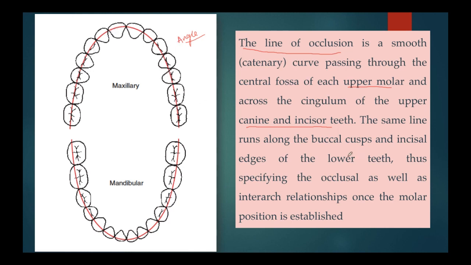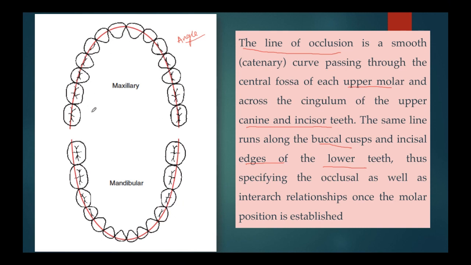Then if we see in the mandibular arch, the same line runs along the buccal cusp and the incisal edges of the lower teeth. Thus, it specifies the occlusal as well as the inter-arch relationship once the molar position is established. According to Angle, both these lines of occlusion, the maxillary and the mandibular, when we close our mouth in maximum intercuspation, should lie one over the other.